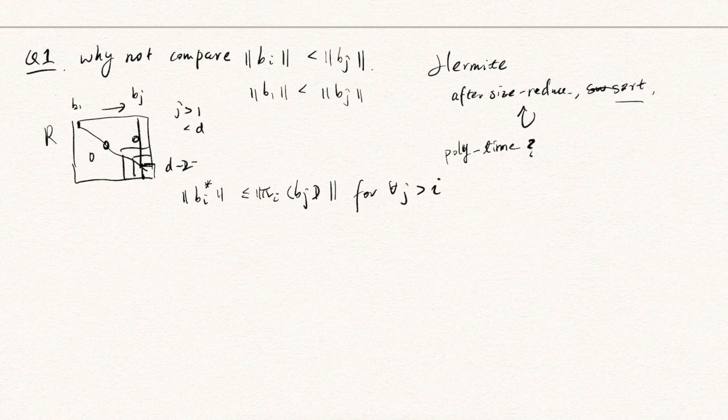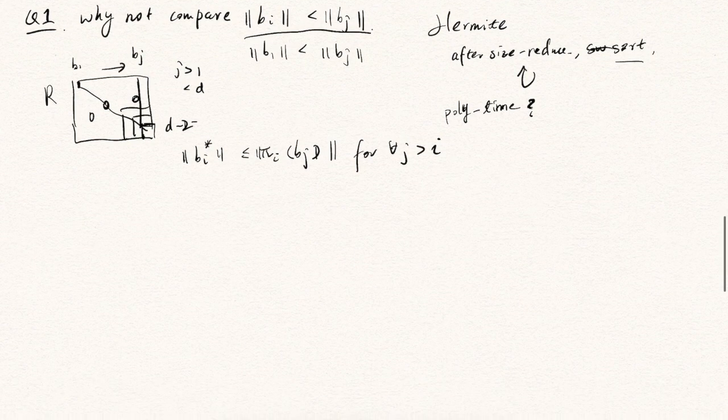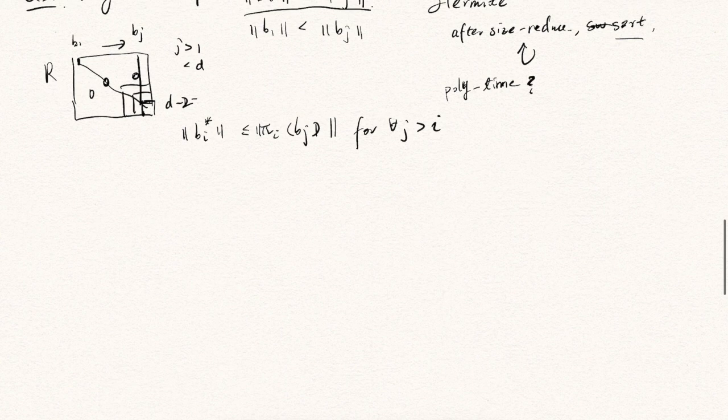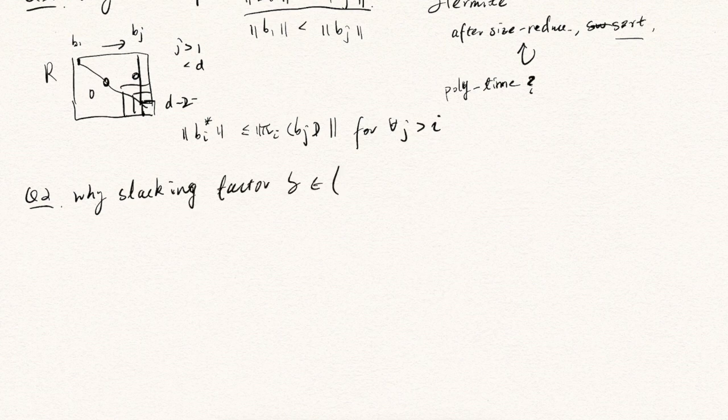Why didn't we just directly compare the length in high dimension? The answer is that if you do that, you don't get a polynomial time bound, which is very nice in theory. The second question we want to ask is: why the slacking factor delta, which belongs to this range?